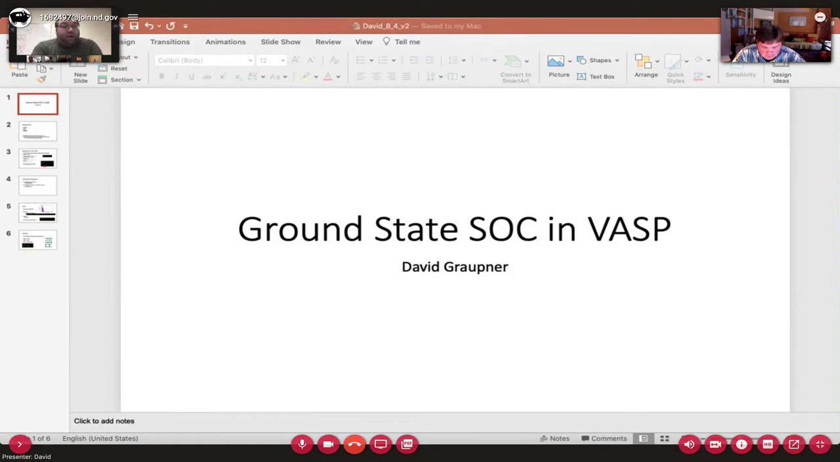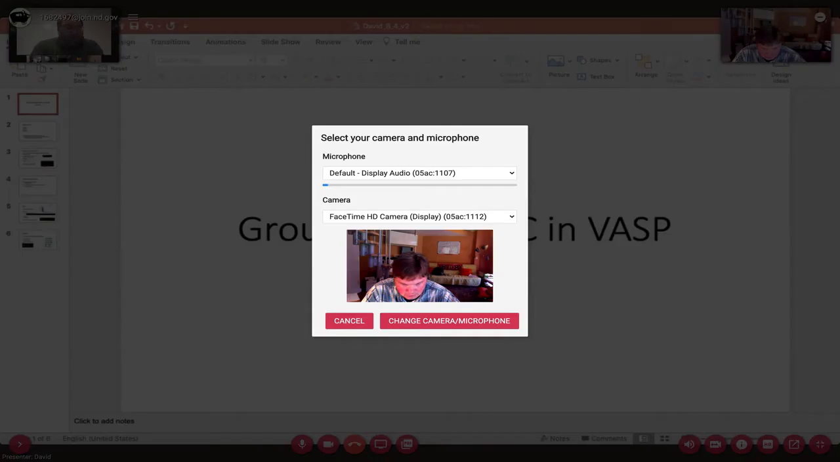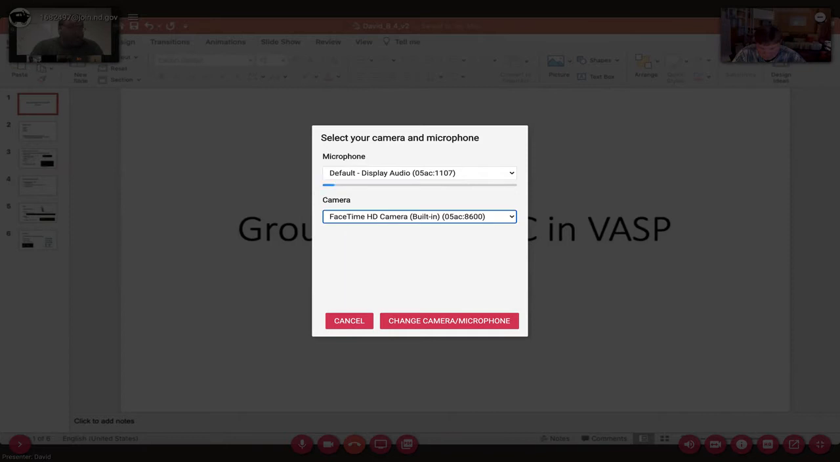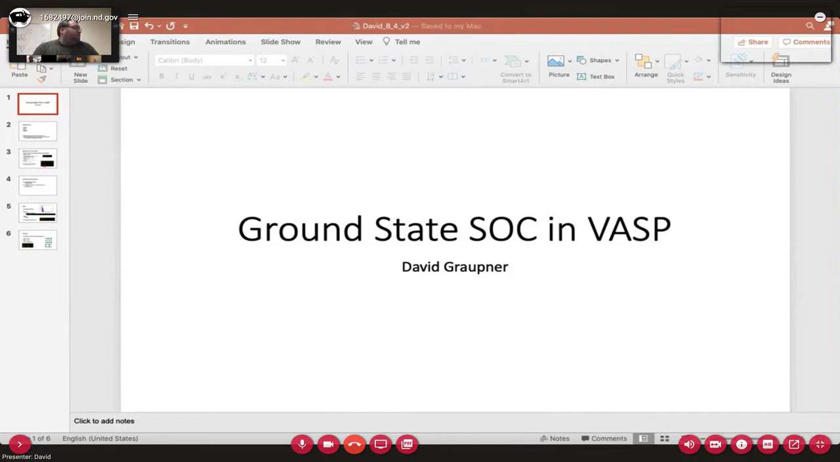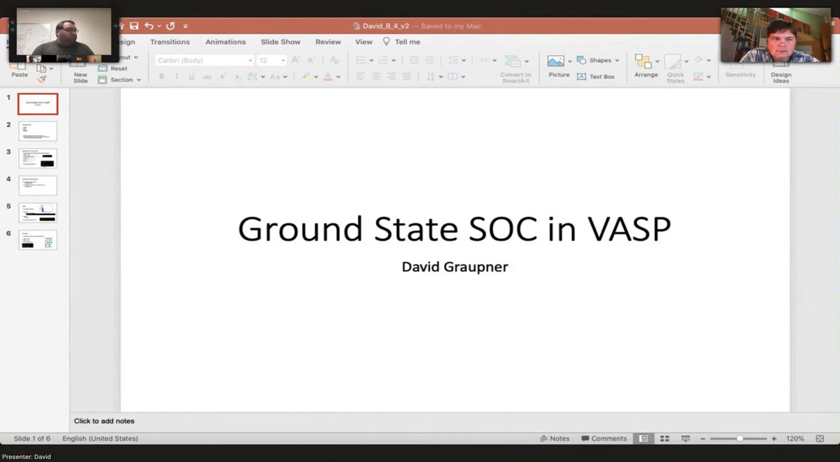So what I'm presenting today is a basic overview of how to run the non-collinear calculations in VASP and some of the observables you can get from it.